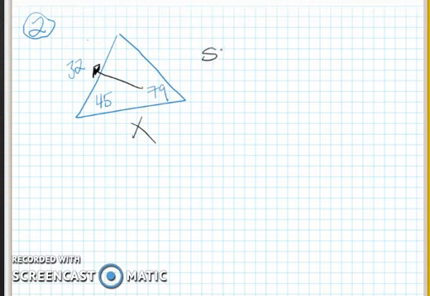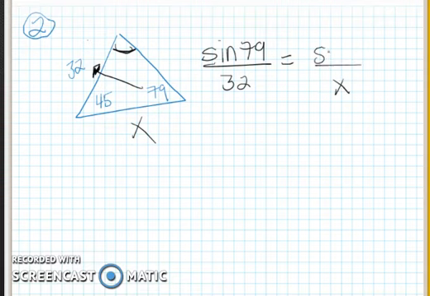So I can start out with the sine of 79 over 32 equals, well, I don't know this angle. I need to know this angle right here so I can get x. Because I know x is going to go on the bottom, but I need to take the sine of its opposite side. So to do that, we're going to go ahead and take 45 plus 79, get 124, and subtract that from 180, and we're going to get 56 degrees up here. And there we go. Now we're all set up. Now we can go ahead and cross multiply.